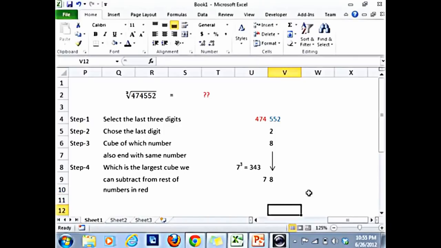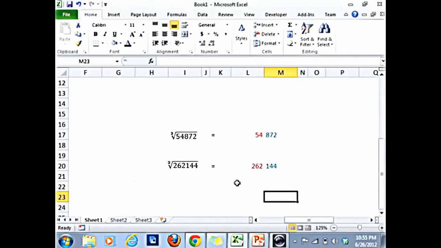Let me give you another example. I have 54872. It can be written as 54 and the 3 digits at the end, which is 872. The number ends with 2, and 8 cubed also ends with 2, so I will write 8 here. And then 54. The largest cube I can subtract from 54 is 3 cubed. 3 cubed is 27 and 4 cubed is 64, so I cannot subtract 4 cubed. So I will write 3 here. The answer is 38. As you can see, it was very quick, right?